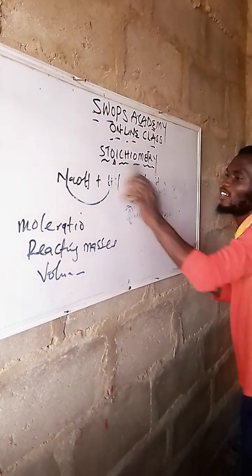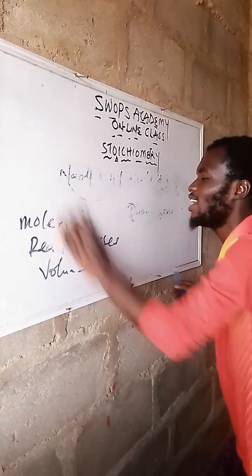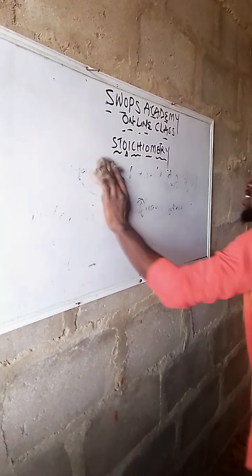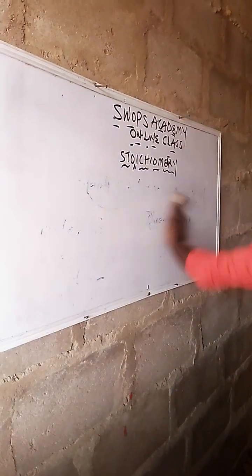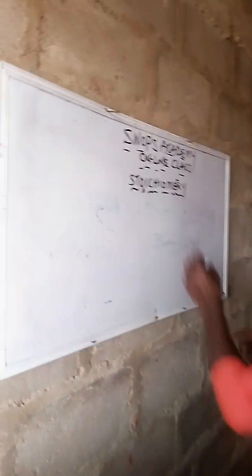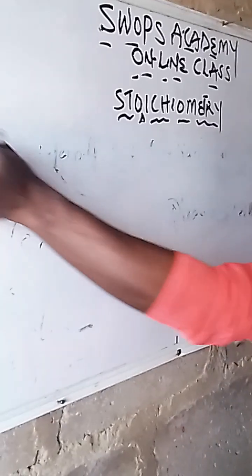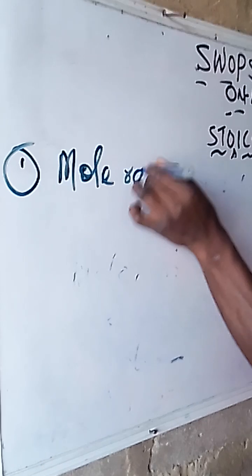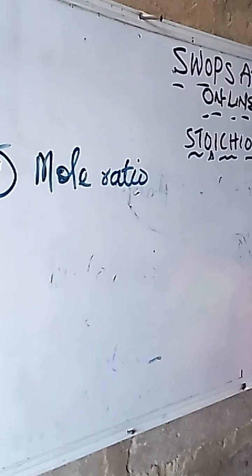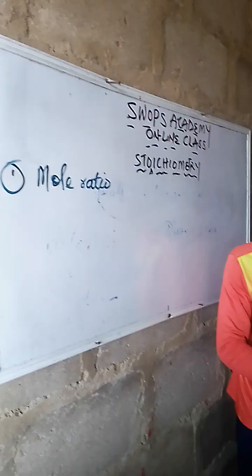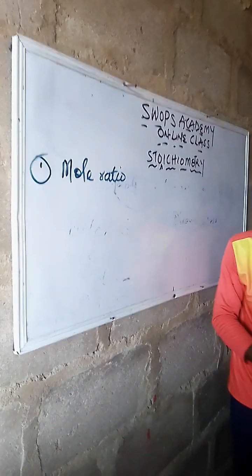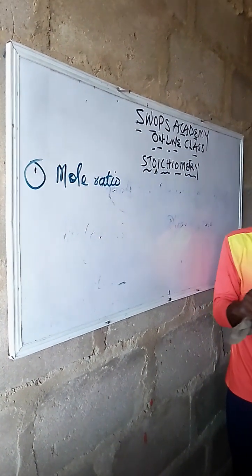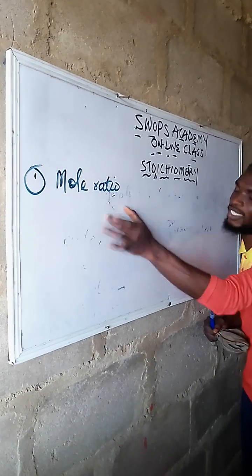Now, since we have gotten the definition, let's see some little things in this. What are the things regarding the calculation aspect of this? Are we together? Now, in stoichiometry, we have what we know as mole ratio. This is the area where I want you to put your full attention.